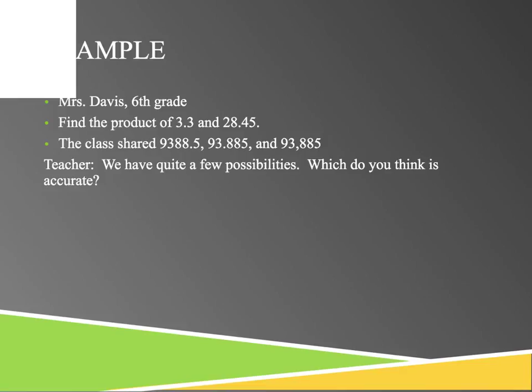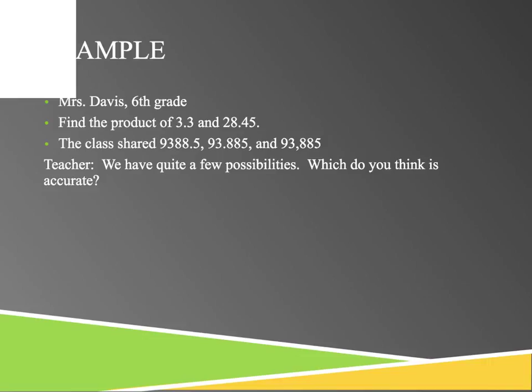Andrew said, "I think 9,388 5/10. I just multiplied the numbers and moved the decimal place 3 spots. That's the shortcut for multiplying decimals." Who agrees with Andrew with this response, 9,388 5/10? A few hands raised. The teacher said, "Are there any other ideas?"